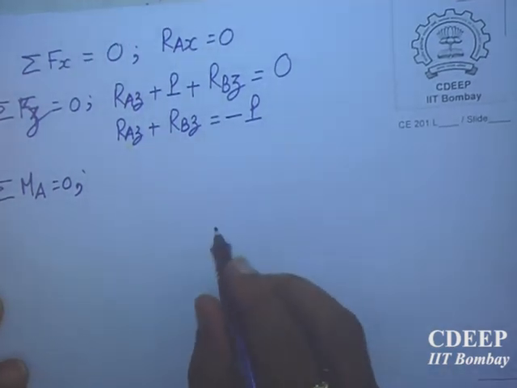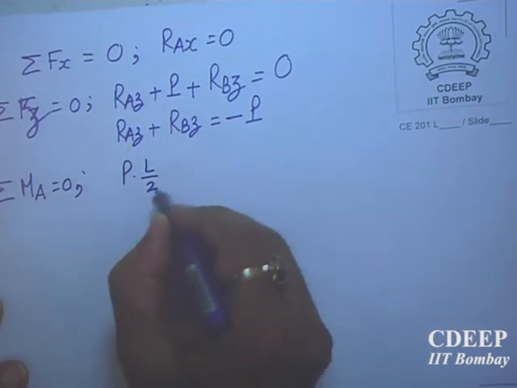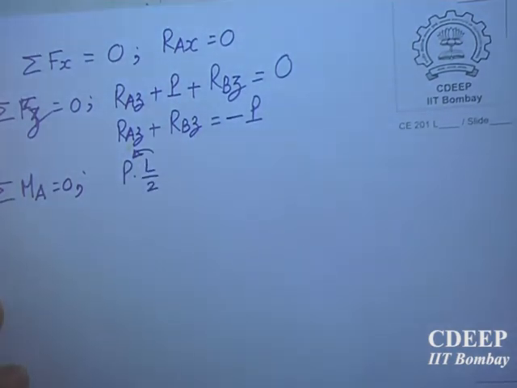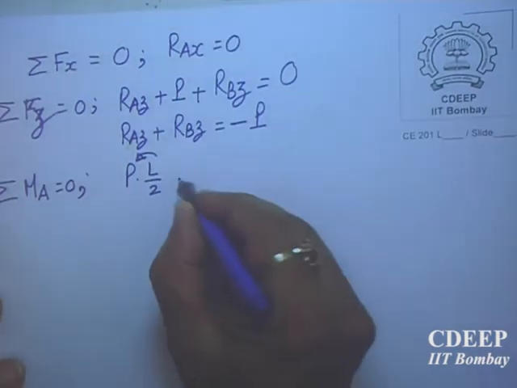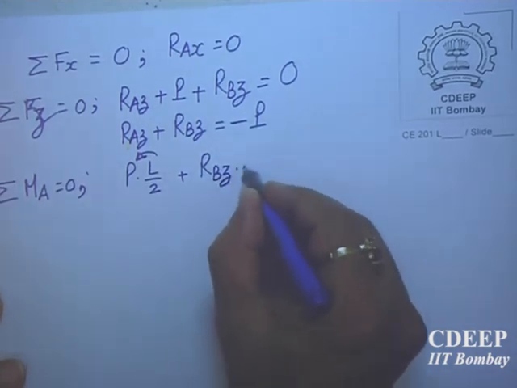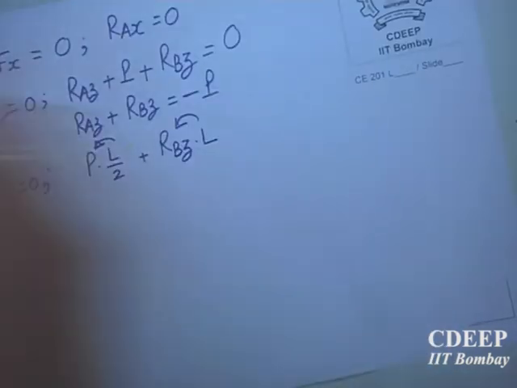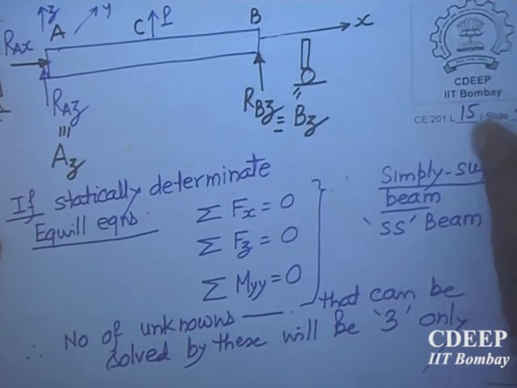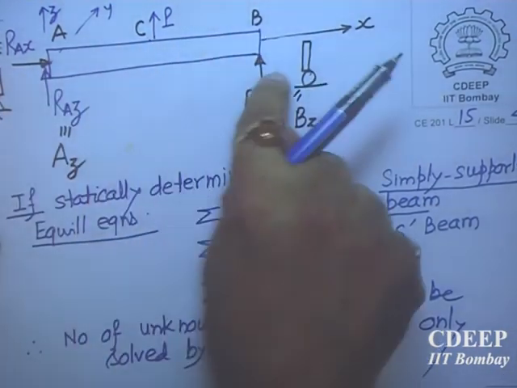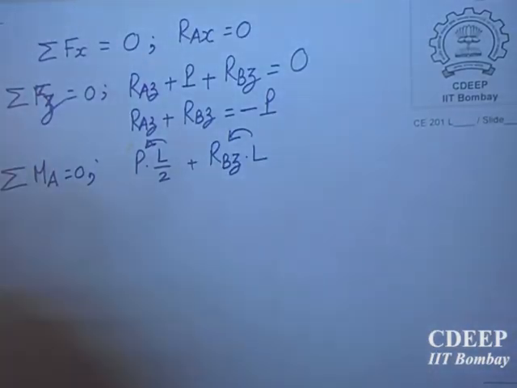And you get here P into L by 2. What is the direction of this? Like this, anti-clockwise, plus RBZ into L. Again, this is also clockwise. Any other force? Always draw the free body diagram. There is no other force about this point. So this is equal to 0.